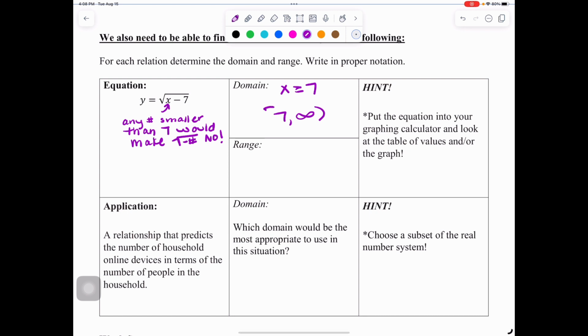The 7 is included, so close bracket. Now, once you know the domain, you would just use the domain to find the range. So here, I'm going to draw an arrow to the y, and I'm going to say use domain to find range. So what I mean by this is we already know 7 is the smallest the domain can be, so let's plug in 7.